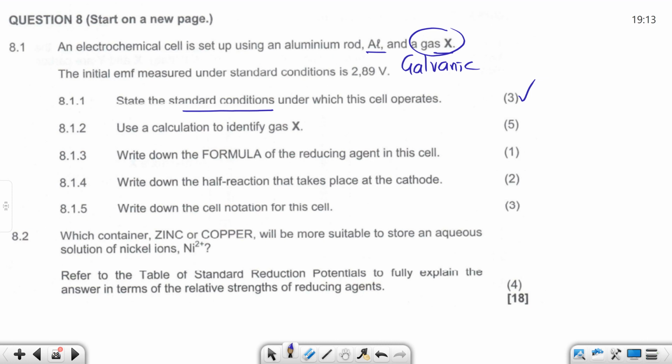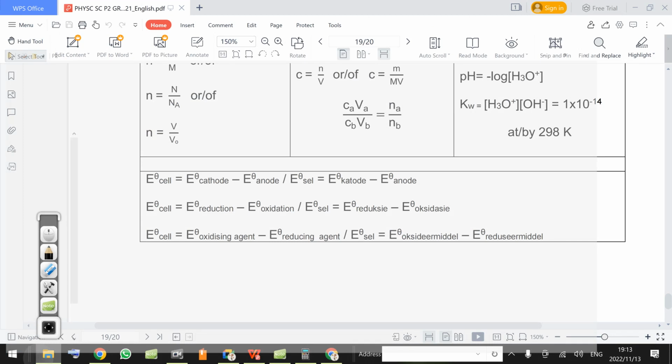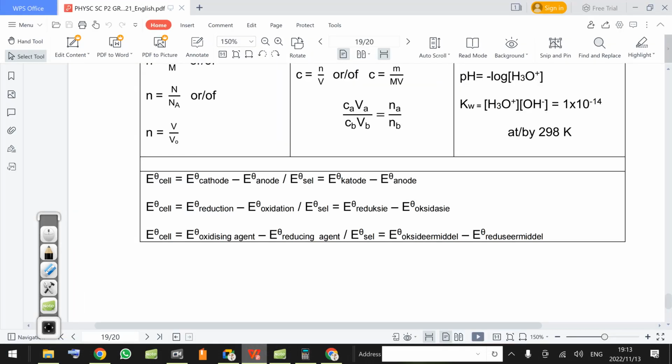Okay. Guys, can we identify X quickly? Can we identify X? We are told that initial is 2,98. But you see, they didn't tell us which one is the anode or the cathode, right? But I know. How do I know? I'll show you something quickly. I know which one is the anode. No. Let me show you, because we want to save time. I want to show you a little secret that I discovered here.